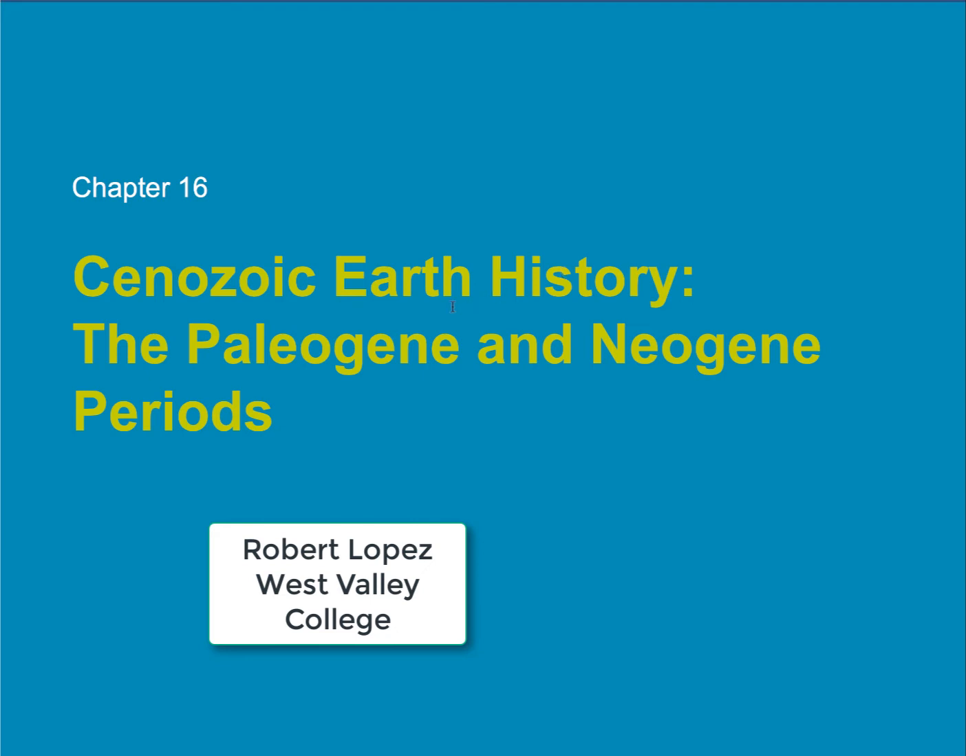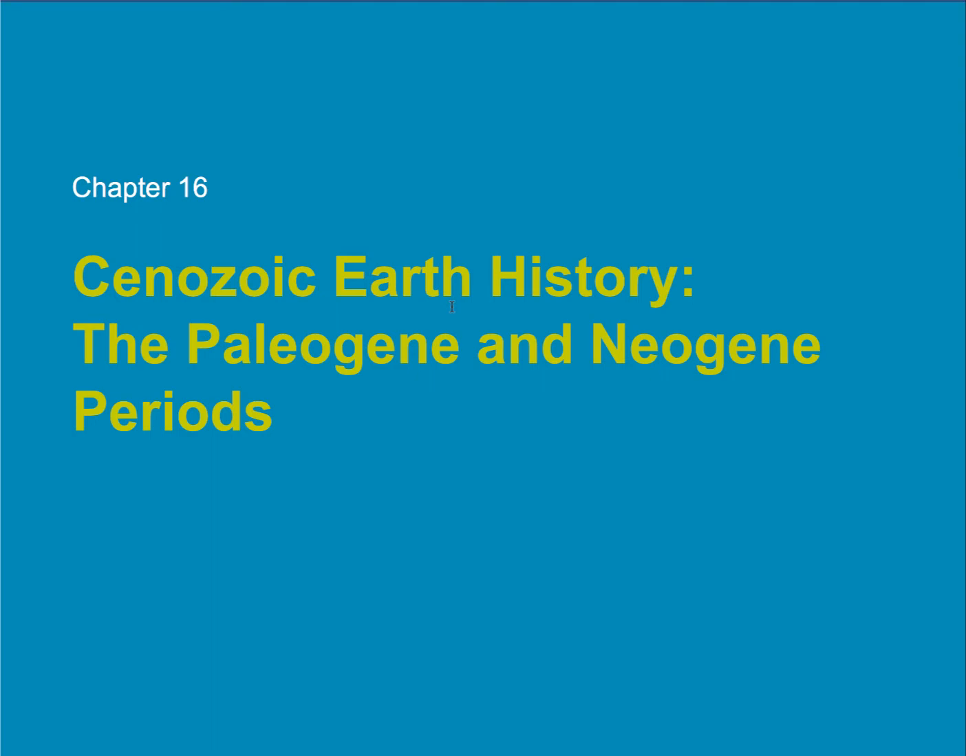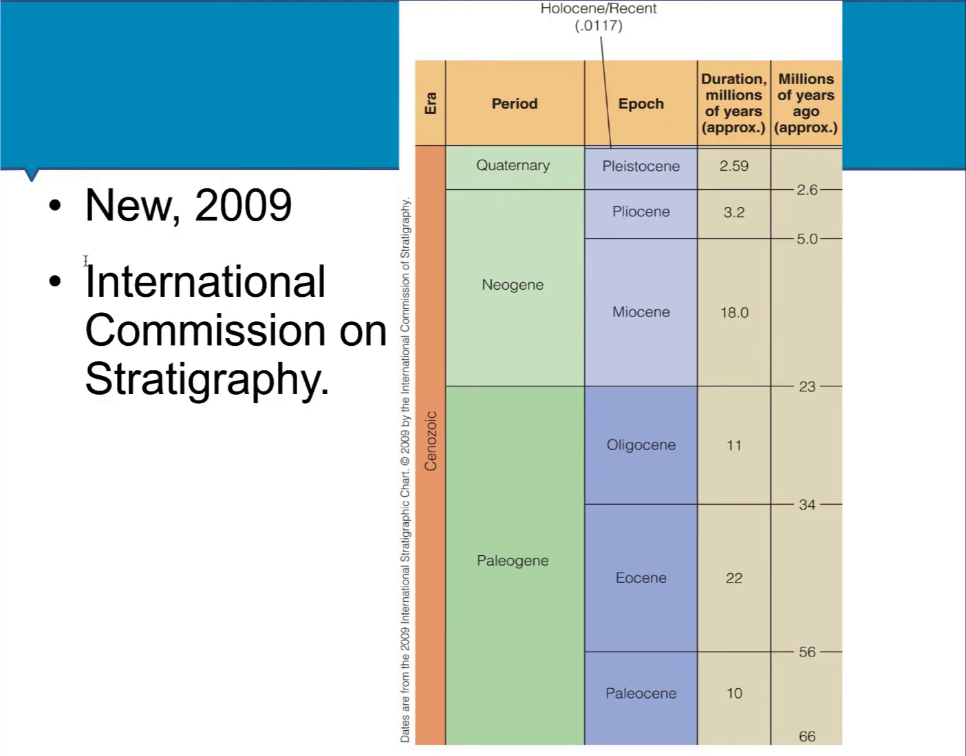Today I want to do Chapter 16 on the Cenozoic Earth history, primarily the Paleogene and Neogene periods. We'll see that this Cenozoic era is divided into three periods. And so during this Paleocene time, the earliest epoch here, we're seeing the adaptive radiation of mammals. So mammals really take over because all these ecological niches have been opened up since the extinction of the dinosaurs.